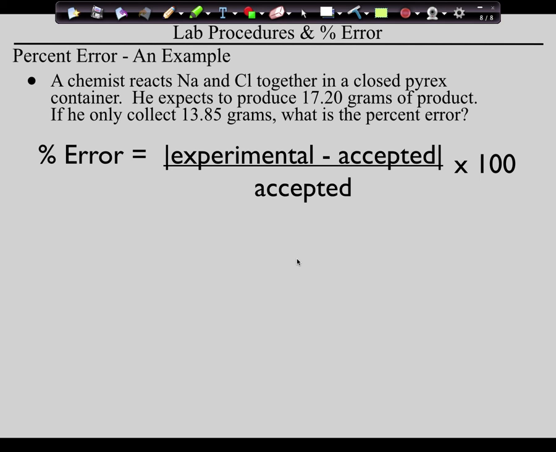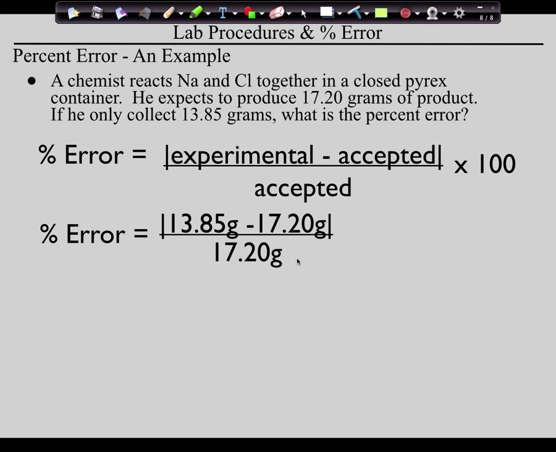So guys, let's set this up. If you're all caught up with me, we now need to plug in numbers. So here we have percent error. Now, what is our experimental value? Well, what does experimental mean? The amount that you actually got. So how much did they actually get? 13.85 grams. You'll notice that my number has units. You'll notice that I included the absolute value bars. Now, what is the accepted value? Well, that's the amount they thought they would get. And how much did they think they would get? 17.20 grams. And this same number goes in the denominator, 17.2 grams.